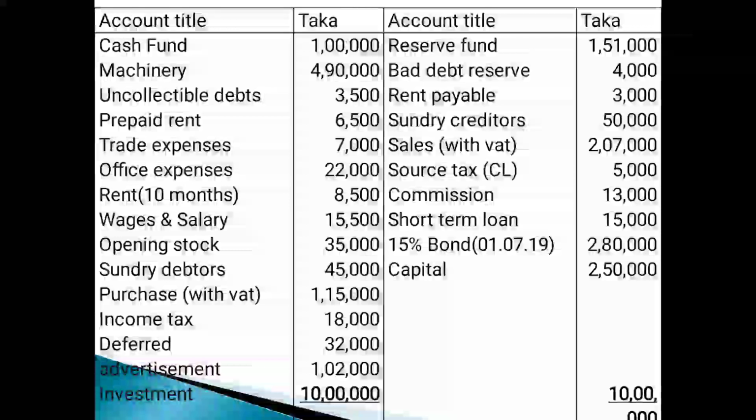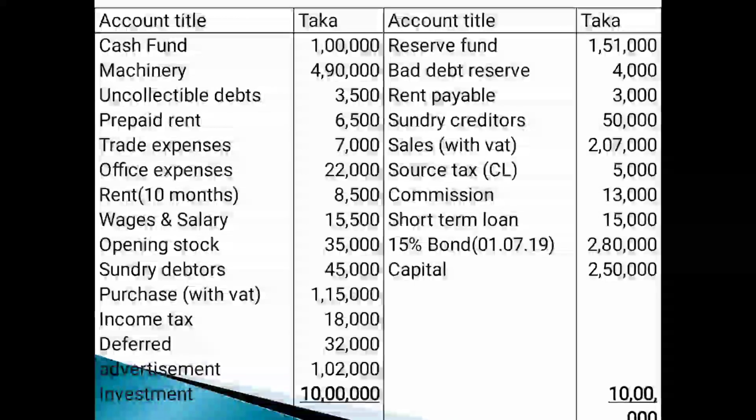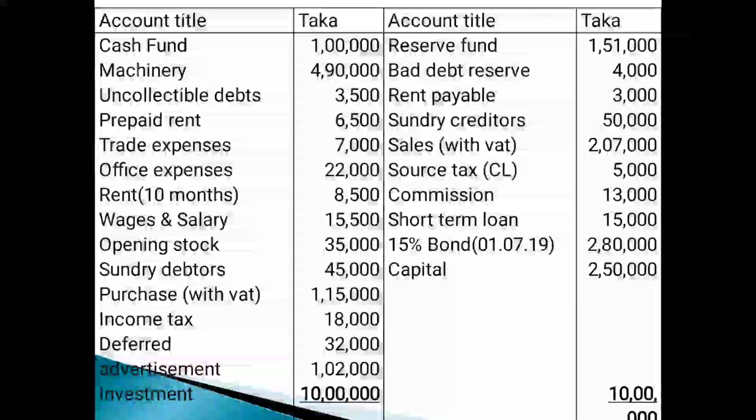Wages and salary. When this amount is started with the wages, then it is treated as direct expenses. But when this amount is started with the salary amount, then this amount is to be treated as operating expenses. In this method, it is treated as direct expenses. Opening stock. This is the first item of cost of goods sold statement.